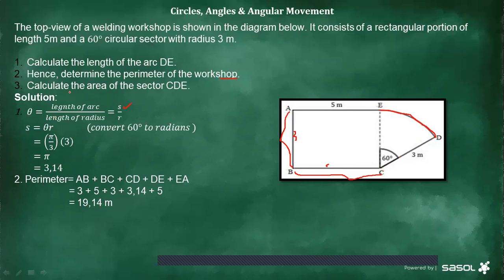The third question, calculate the area of a sector CDE. CDE, meaning we want this portion, the area of a sector, and that is the formula. You just substitute the angle that we have converted, which was 60, now in terms of radians, it was pi over 3. Hence you see pi over 3 there. Radius of course is 3. Then you just press your calculator. Then it's 4,71 meters squared.